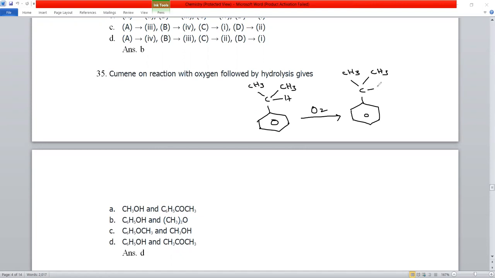This peroxide on hydrolysis will give phenol and acetone. This reaction we can call the cumene oxidation. Isopropyl benzene on treatment with oxygen followed by hydrolysis gives phenol as well as acetone. Check the options here, students: phenol and acetone. Option D is the correct one.